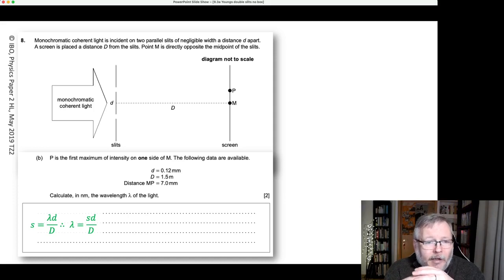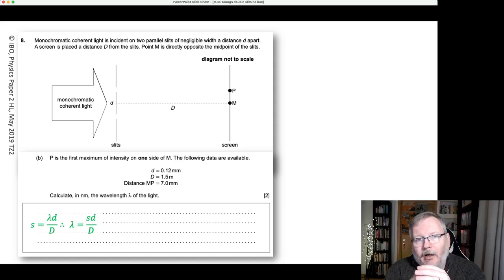It gives you now the values for the separation, 0.12 millimeters, and the distance to the screen, 1.5 meters. Notice the discrepancy there. It says the diagram is not to scale. It's not joking. It's very much not to scale. And the distance from M to P equals 7 millimeters. Calculate in nanometers the wavelength lambda of the light.